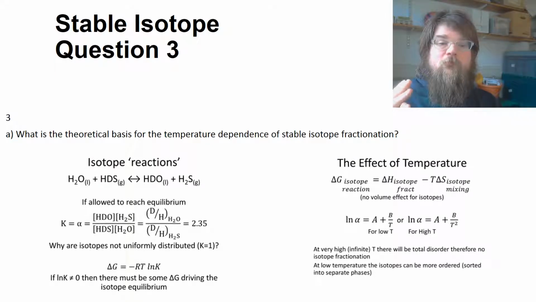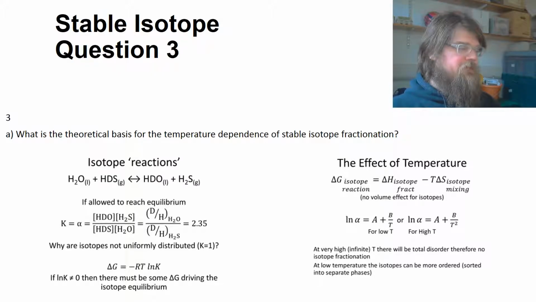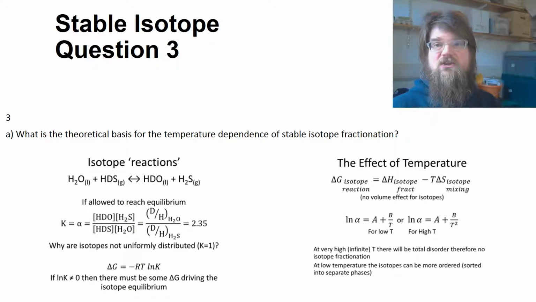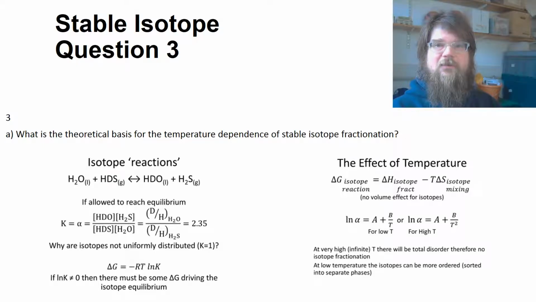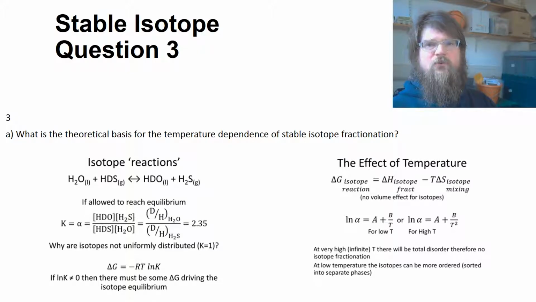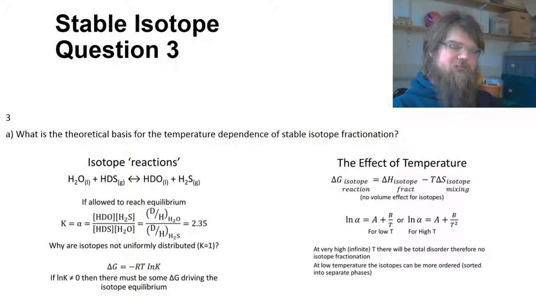These are some slides from the lectures. If there is an exchange of isotopes between 2 phases, this example here from the lectures is water and hydrogen sulfide, and these phases could be water and calcium carbonate for oxygen isotopes, the isotopes are not distributed uniformly across all of the phases. There's a preference for heavy isotopes to be concentrated in certain phases, and there must be some free energy driving that preference for the isotopes to be in different phases.